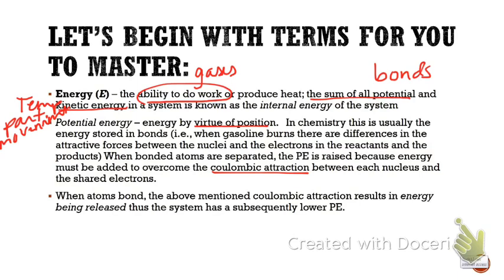So when an atom actually bonds, what happens is the Coulombic attraction results in energy being released. Nature likes things in its lowest form of potential energy. That's why it forms bonds. When it's not bonded, there's a whole lot of potential energy, and so when they bond, they release some of that potential energy, and then it's in a lower energy state. And nature tends to be towards the lowest possible energy that it can be. Okay.